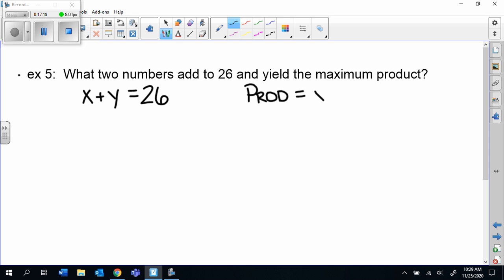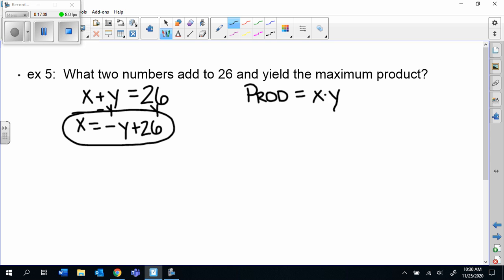means to multiply them. So hopefully you see the similarities right away between the area question and this, because we're just going to choose to solve for one of these variables. So x equals negative y plus 26. And so I would circle that because you know it's going to come up again. So let's come right over here and let's plug that in for x. So negative y plus 26 times y. Let's multiply that through. So negative y squared plus 26y.